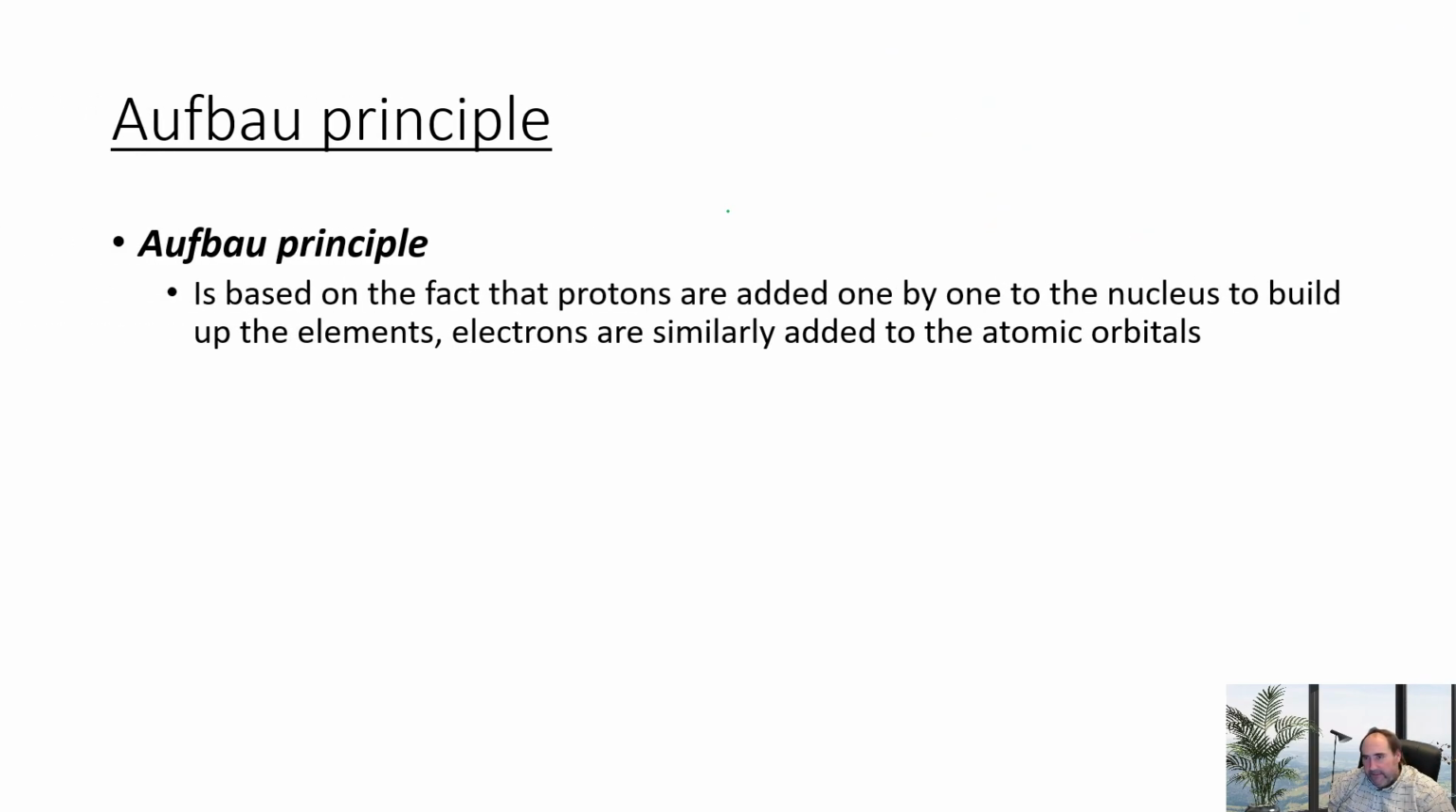Now, the Aufbau principle is the idea that protons are filled in to the atom basically one at a time into the nucleus, and electrons are also added to the atom that way, one at a time in a build-up principle. We see that with our atomic number, right? As it goes from left to right on the periodic table, it increases. It just goes from one to the next and it builds up.